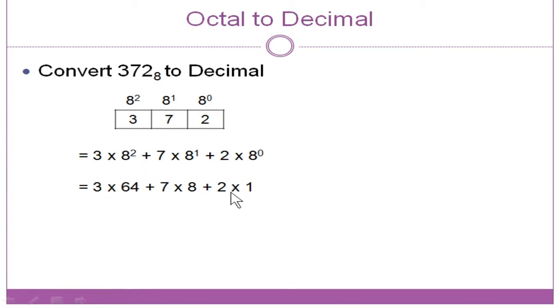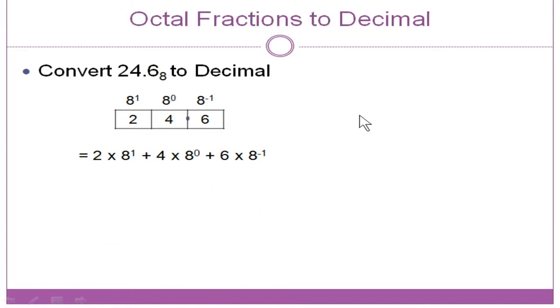So you can just write the next step will be 3 into 64 plus 7 into 8 plus 2 into 1. After that you have to multiply the value. So 3 into 64 becomes 192, 7 into 8 becomes 56, and 2 into 1 becomes 2. So you have to add these three numbers, so you will get the answer 250. That is the equivalent, that is the decimal value for the octal number 372. Next, octal fraction to decimal.